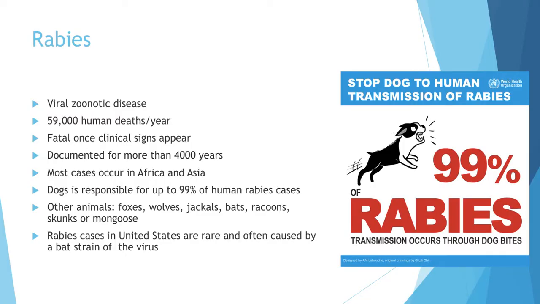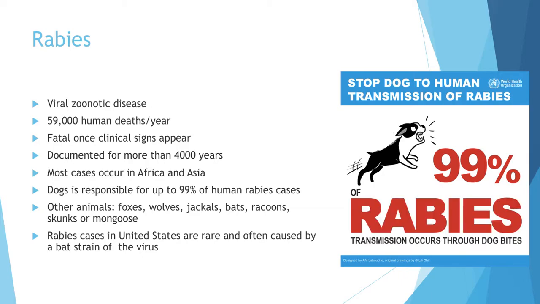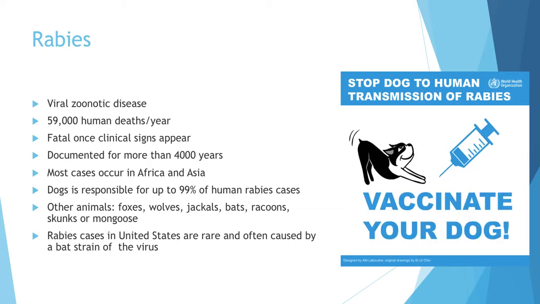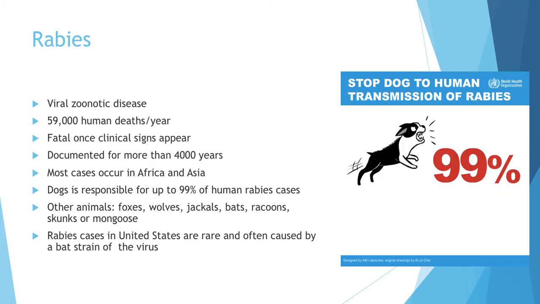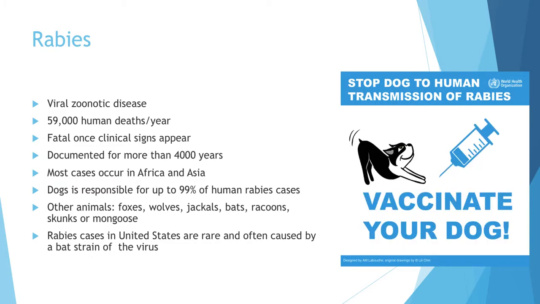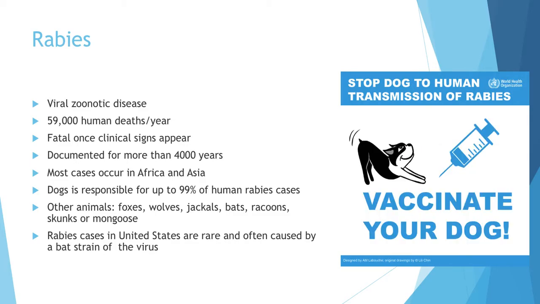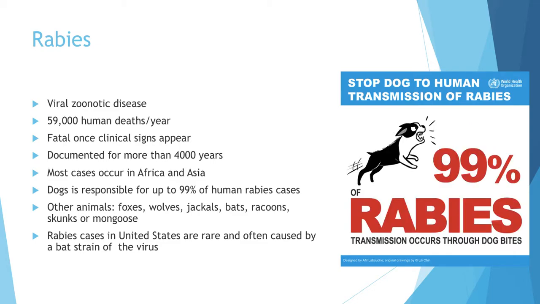Rabies is a viral zoonotic disease responsible for an estimated 59,000 human deaths every year. Rabies is always fatal once clinical signs appear as a result of acute progressive encephalitis. Rabies occurs mainly in underserved populations, both rural and urban, and has been documented for more than 4,000 years. Most cases occur in Africa and Asia, with approximately 40% of cases in children aged less than 15 years.